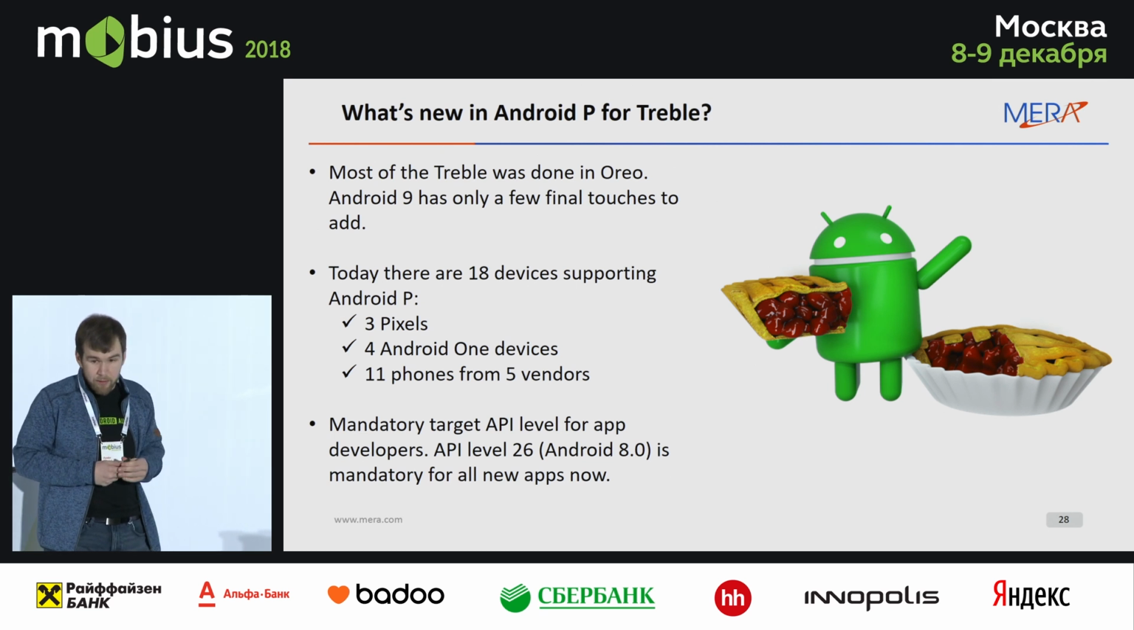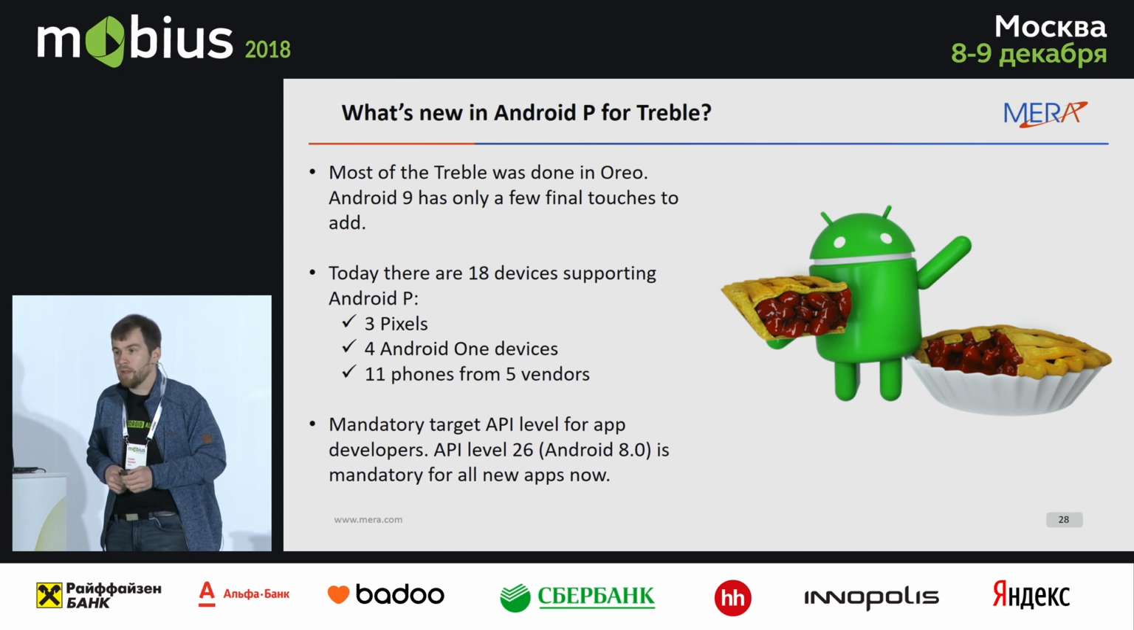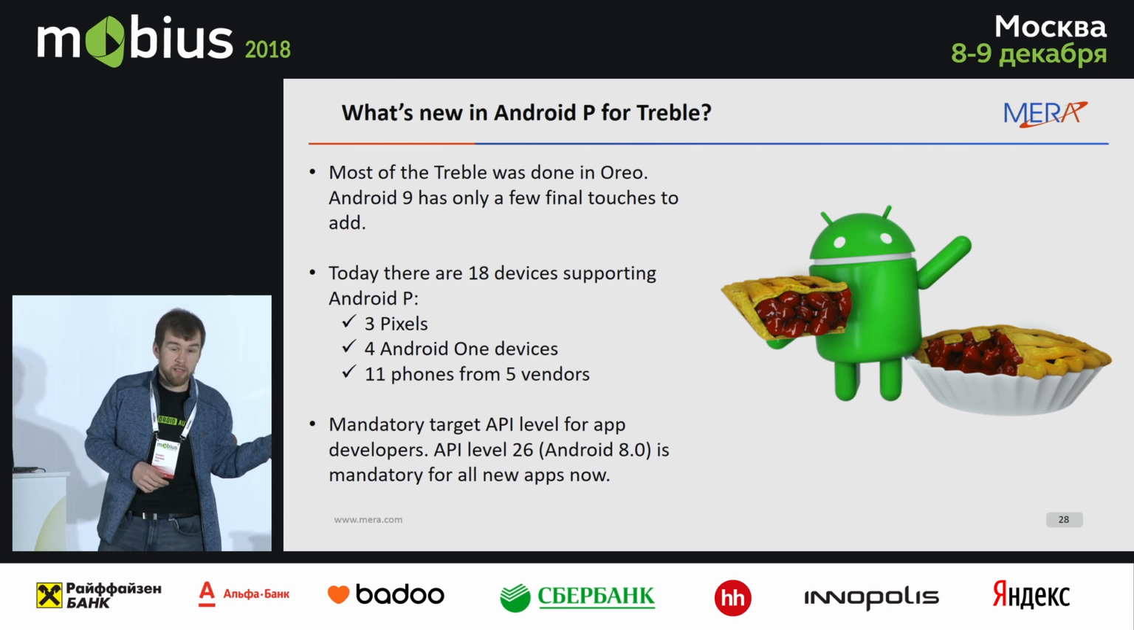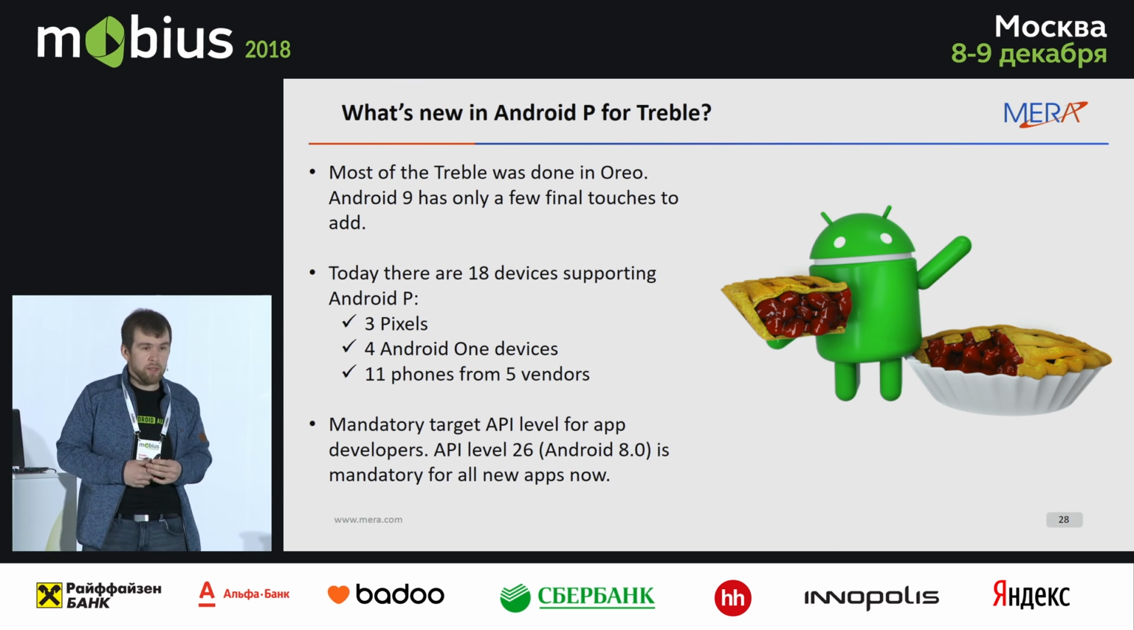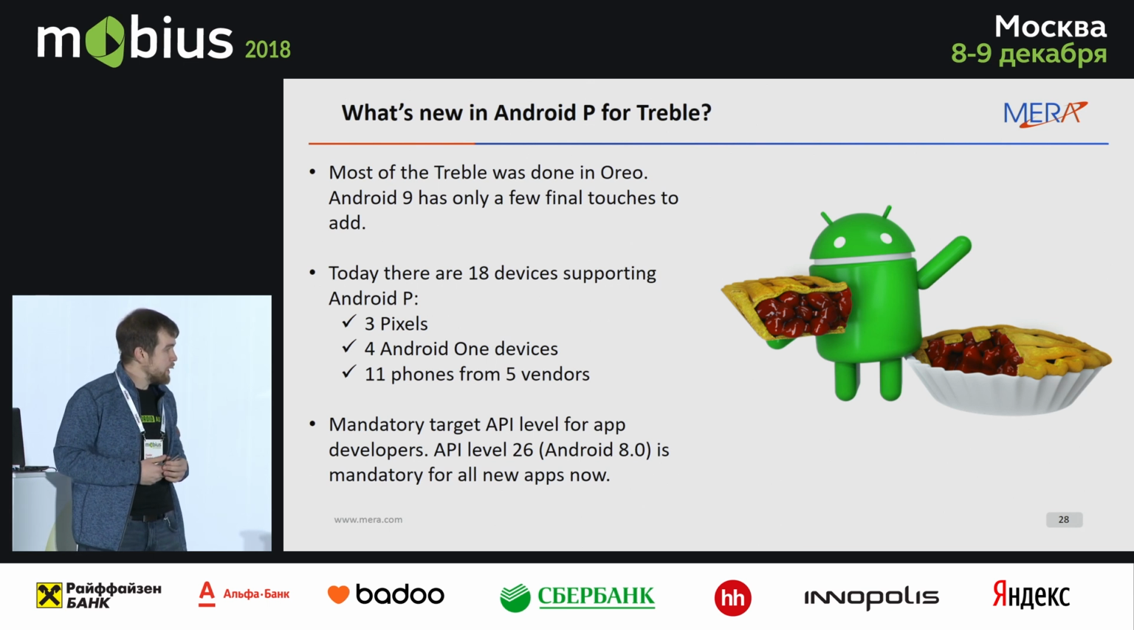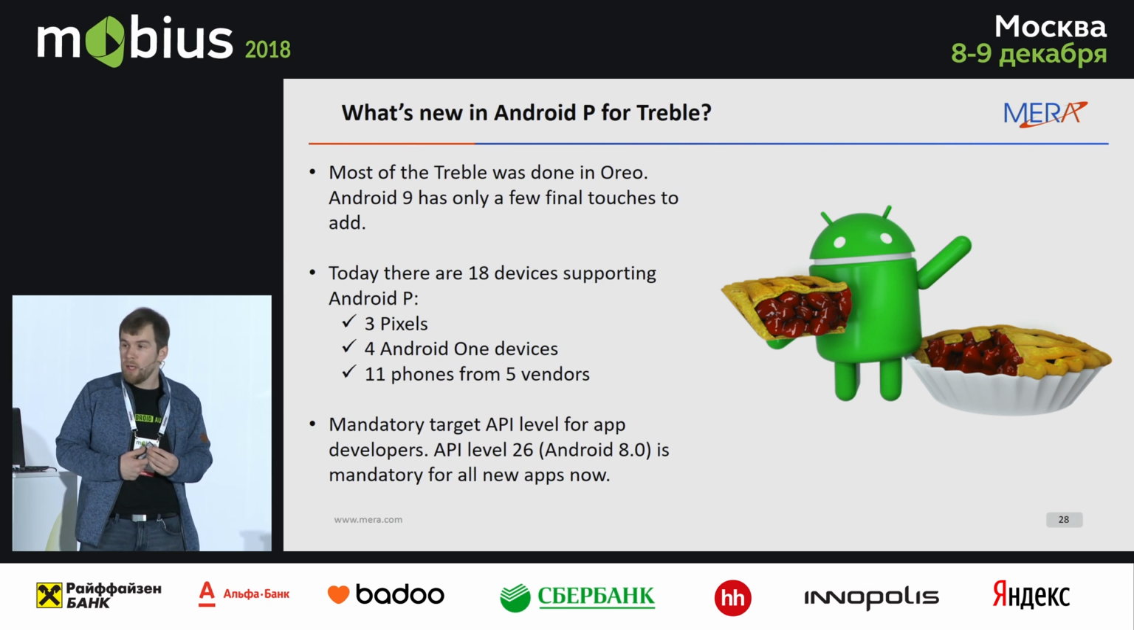The last point here is more interesting to you. You know about this. I assume that now you need to target API level 26 at least in your applications if you want to put them on the Play Store.